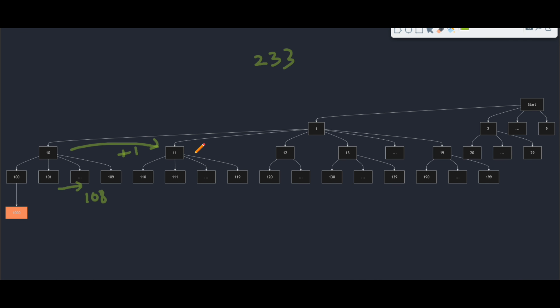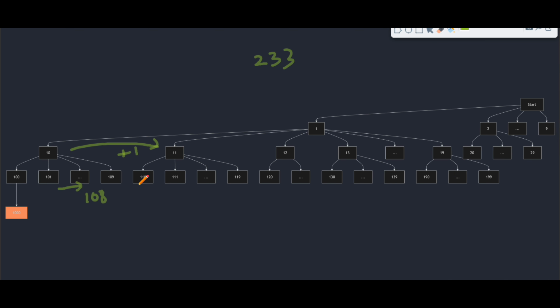Now for 108, of course, we can't go deeper because the next number will be 110, which is more. So we will go to 11, 12, 13, and so on. But if it was 233, then we would have gone down. We would have gone to 110, 111, and so on. So this one is easy. Just to go one level higher, we have to divide by 10, and to go one level down, we have to just multiply by 10.